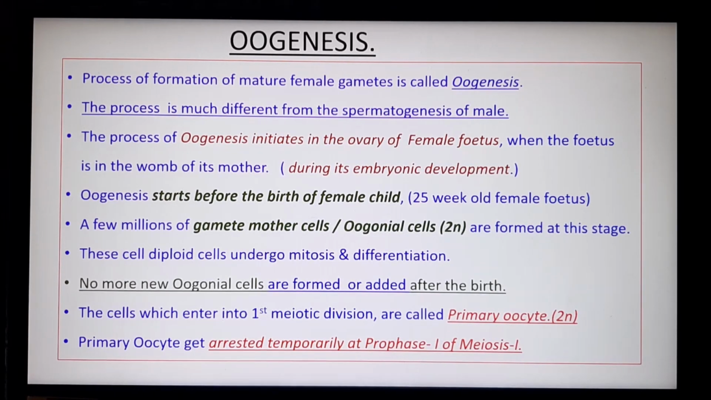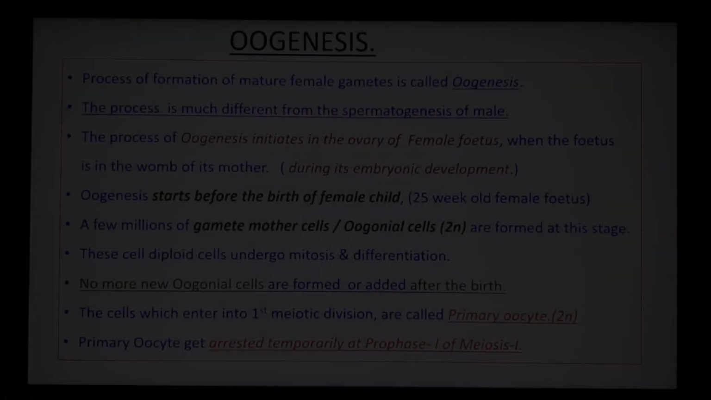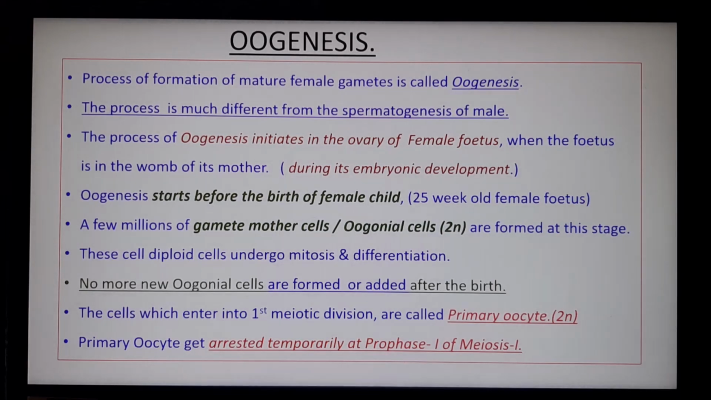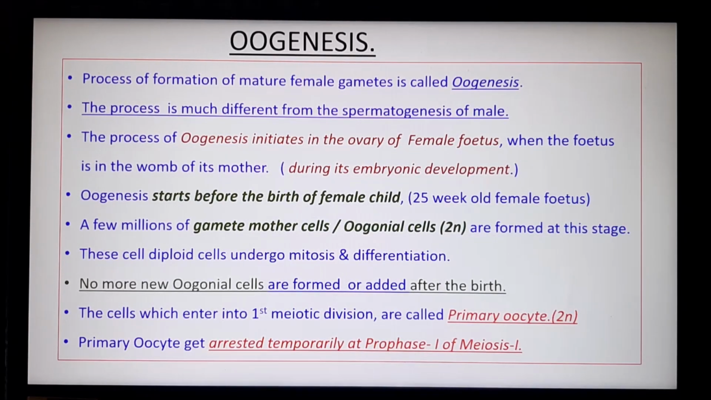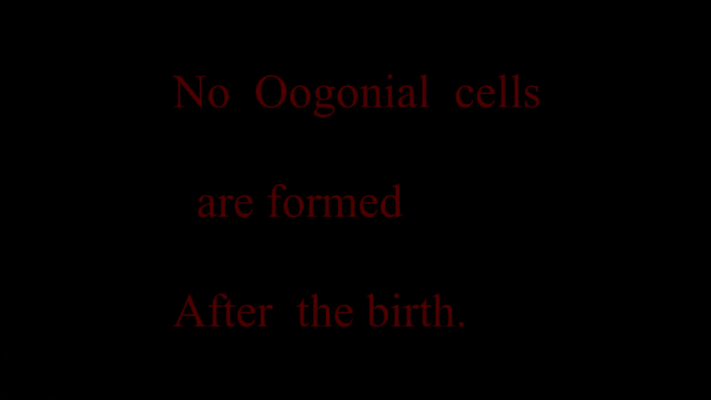That is, the female child is about 25 weeks old when it is in the uterus of its mother. Millions of gamete mother cells, or the oogonial cells, are formed in this stage. All these cells are diploid in nature and they go through mitosis and differentiation. No more new oogonial cells are formed or added after the birth.